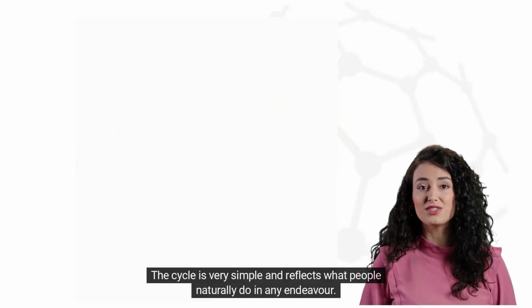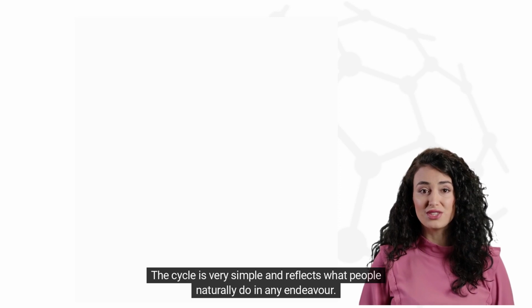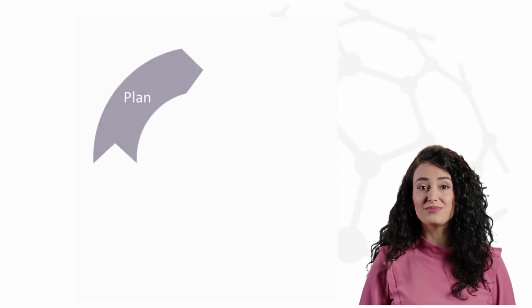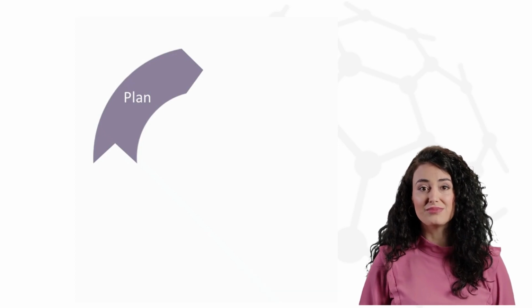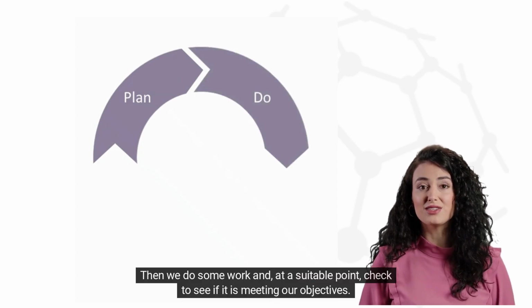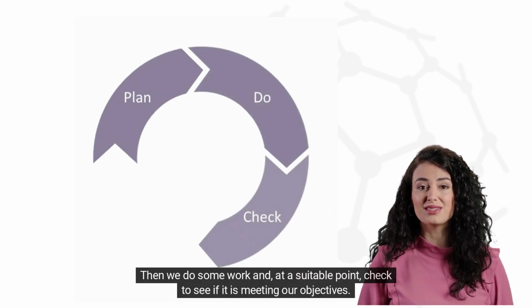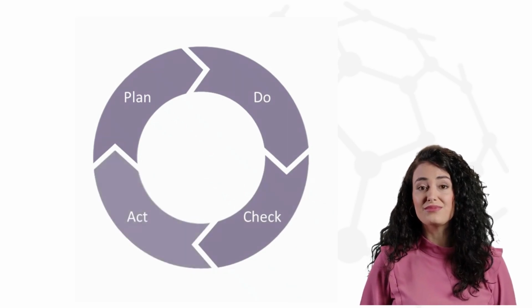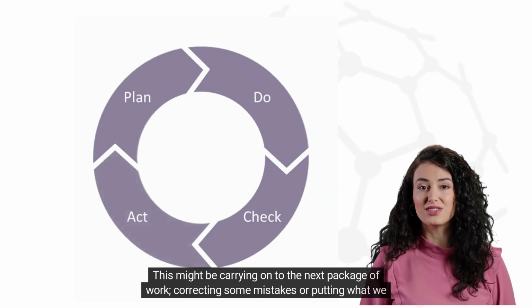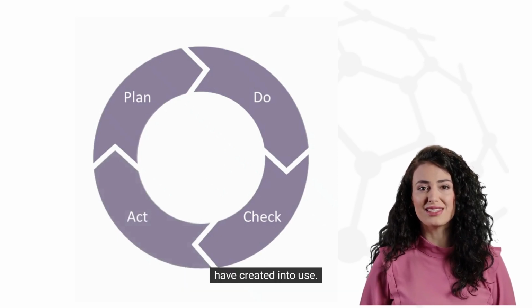The cycle is very simple and reflects what people naturally do in any endeavor. Firstly, we think about what we want to achieve and how to achieve it. Then we do some work and, at a suitable point, check to see if it is meeting our objectives. Finally, we act upon the results. This might be carrying on to the next package of work, correcting some mistakes, or putting what we have created into use.